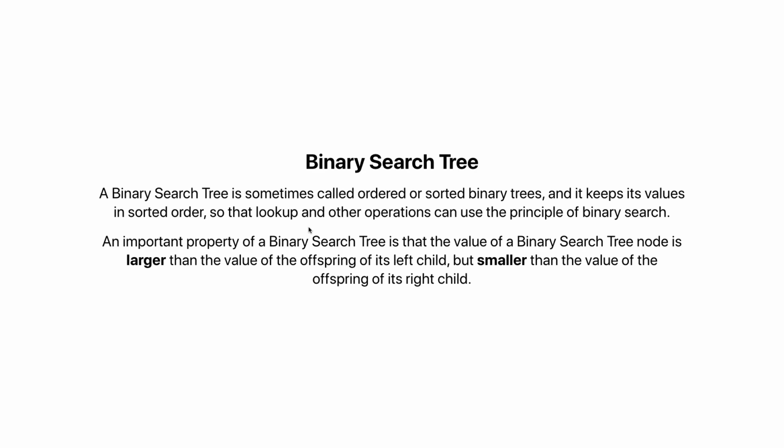Binary search tree, we talked a little bit about this. It's sometimes called an ordered or sorted binary tree, and it keeps the values in sorted order so that lookup and other operations can use the principle of binary search. What's really important here is that a binary search tree node is larger than the value of its left child, but smaller than the value of its right child. That's what I was talking about with one of those visualizations, how it chose to go left because 37 was less than 54, and 71 was greater than 54, so it chose to go right.